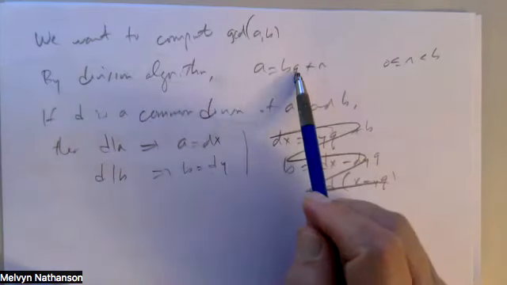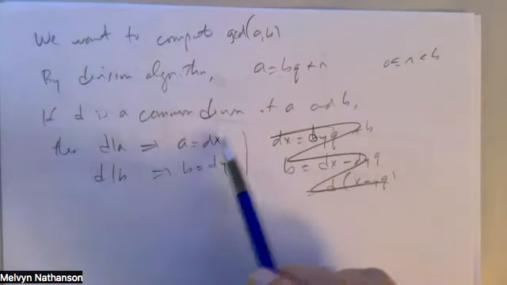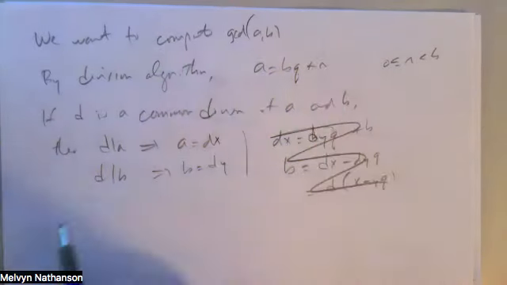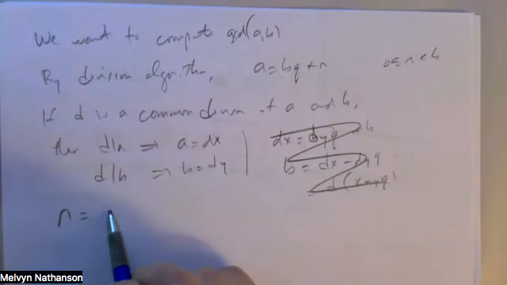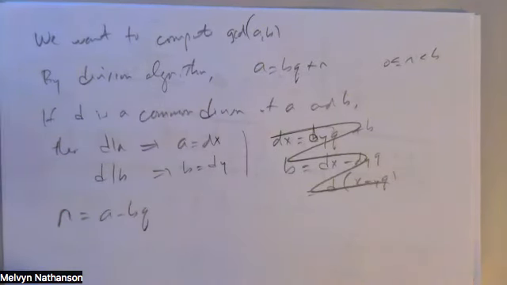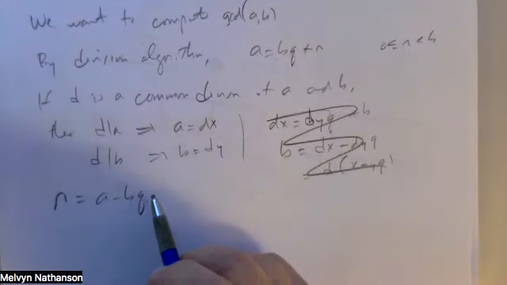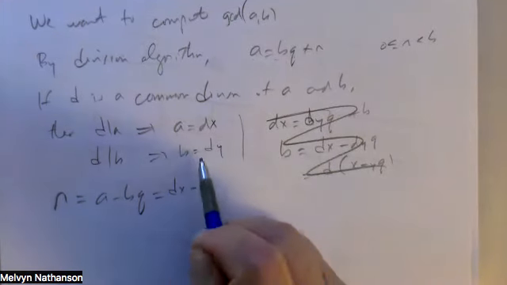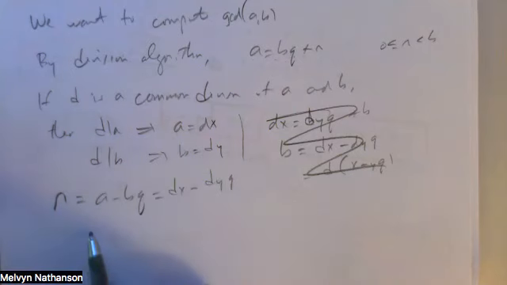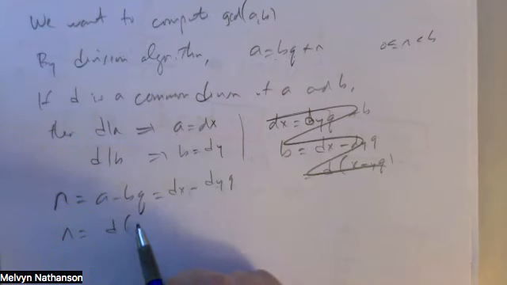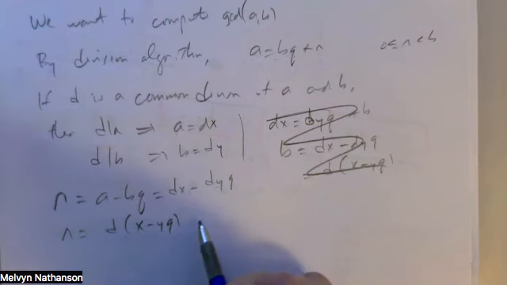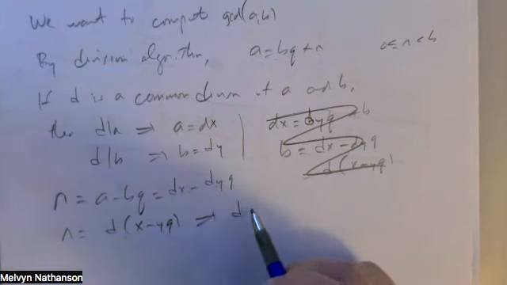So D divides A and D divides B. A is D times X, B is D times Y. So let's look at R. What is R? R is A minus BQ. So, a clean way to write it, R is DX minus DY times Q. So R is D times, factoring out the D, X minus YQ, which means D divides R. So if D divides A and D divides B, then D divides R.